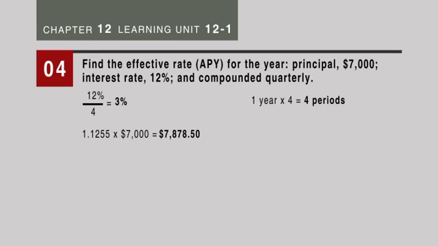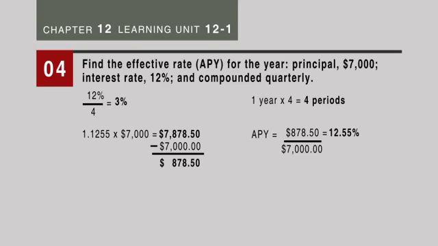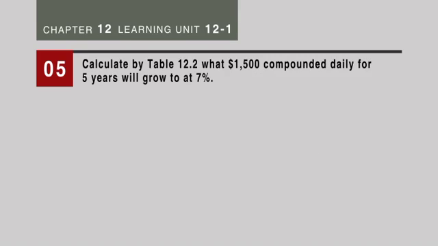Multiply that by 7,000, and it is $7,878.50. To determine how much interest we have, we subtract out the original number, the principal of 7,000, and we get $878.50. To calculate APY, we take interest of 878.50 and divide it by 7,000, and that shows us we have 12.55%.